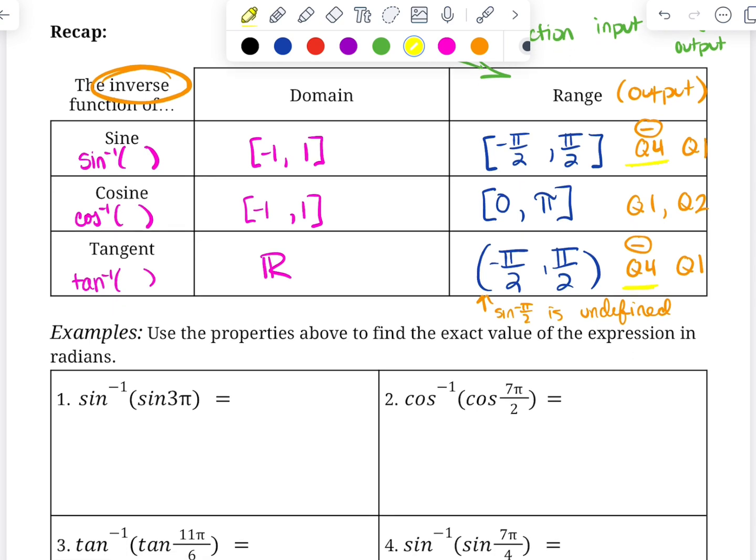What else does this mean? If we are looking for an exact value, we're only going to get one answer. So if I look at problem number 1, sine of 3 pi, that first thing right there, that's going to be 0. Well, what's the sine inverse of 0? Meaning what angle, either in the 1st or the 4th quadrant, has a sine of 0?